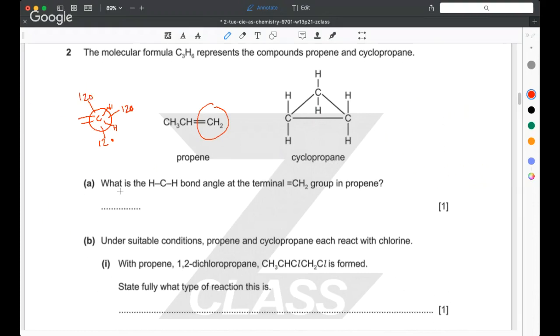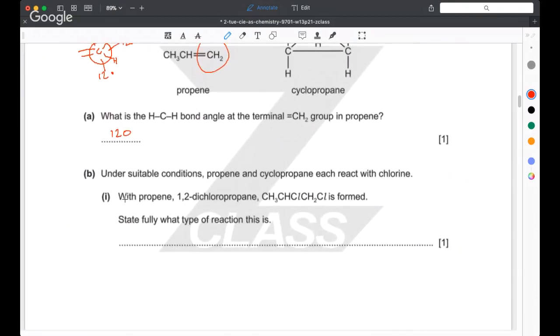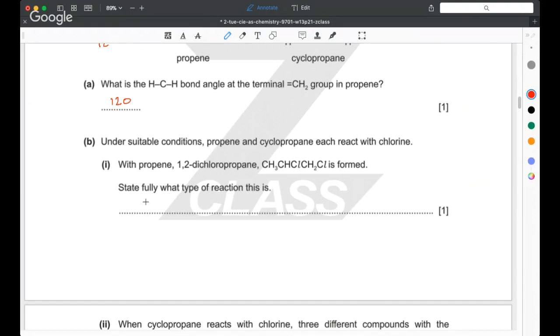Okay, so the bond angle there for this planar arrangement of the terminal carbon and the two hydrogen atoms bonded to it, that's 120 degrees. And then you've got to say, well, you can have a reaction of chlorine with propene, and you've got to say there that the type of reaction is going to be electrophilic addition.